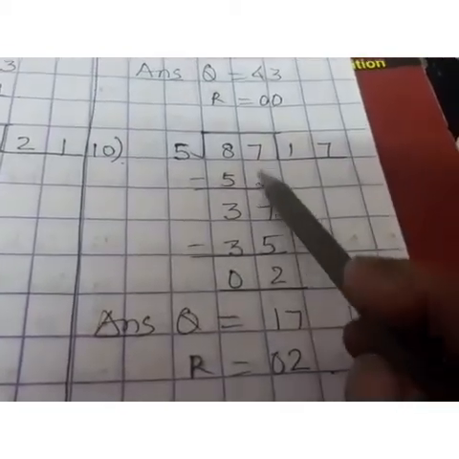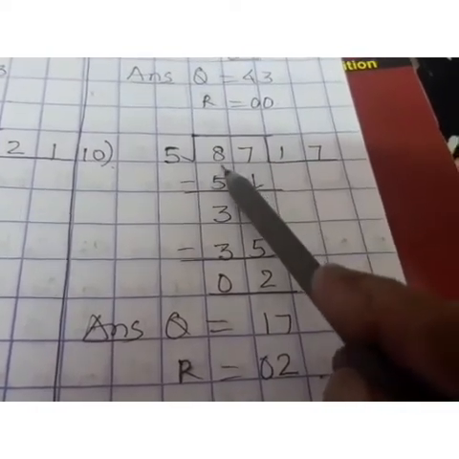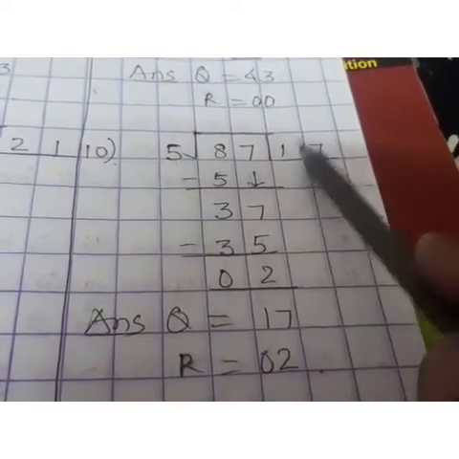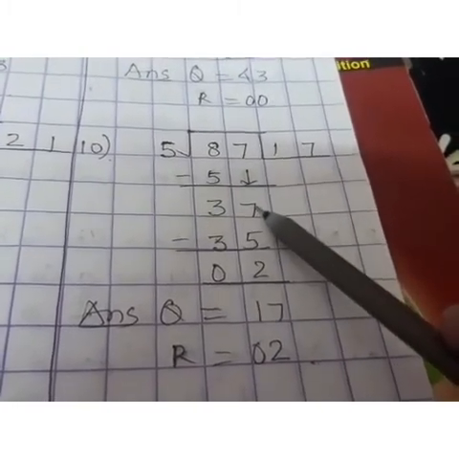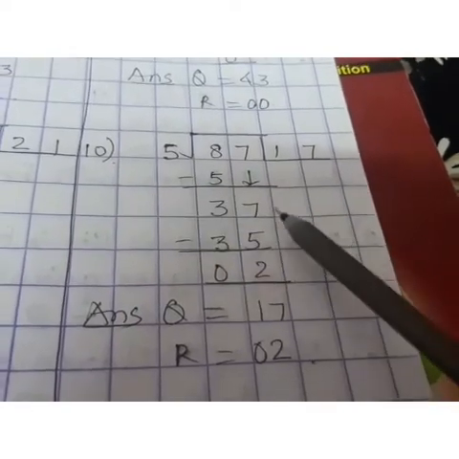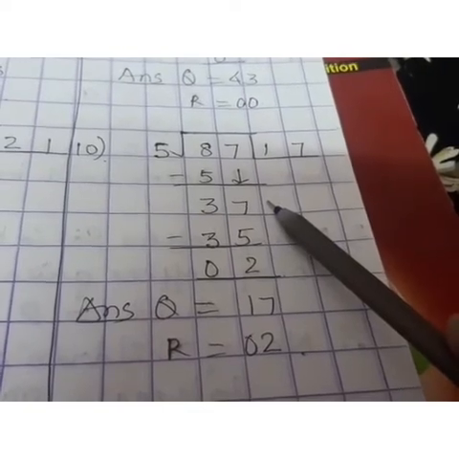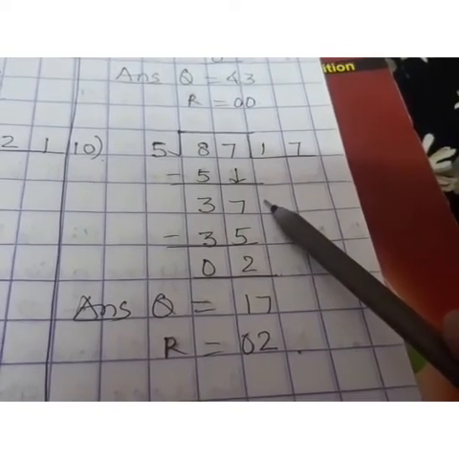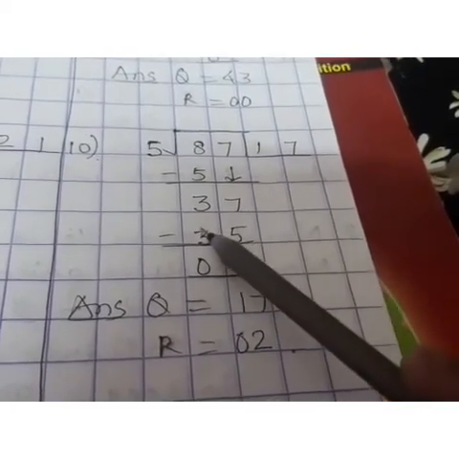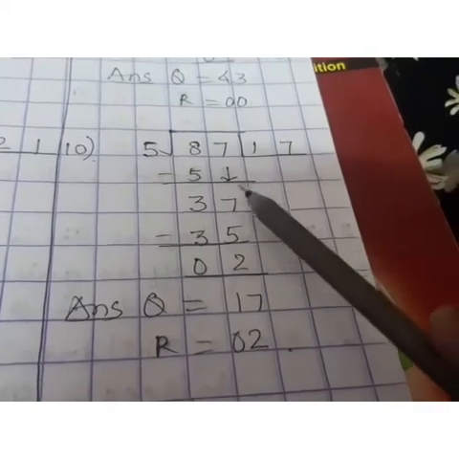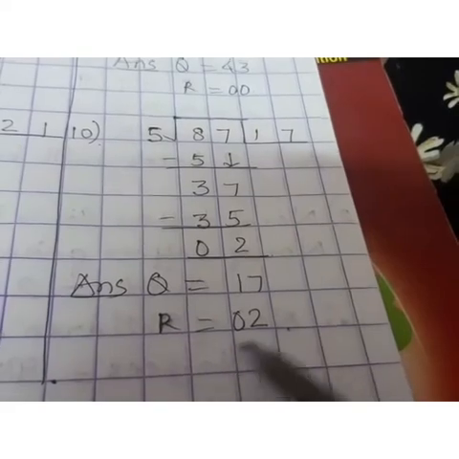Last one, 87 divided by 5. Now this is 8. Now 5 2s becomes 10. So which is bigger than 8? So we'll start with 5 1s are 5. 8 minus 5 is 3. We'll bring down 7. Then we will say the table of 5 till we get 37 or less than 37. 5 1s are 5, 5 2s are 10, 5 3s are 15, 5 4s are 20, 5 5s are 25, 5 6s are 30, 5 7s are 35. So 7, we'll write 35 below 37. 7 minus 5 is 2, and 3 minus 3 is 0. So Q is 17 and R is 2.